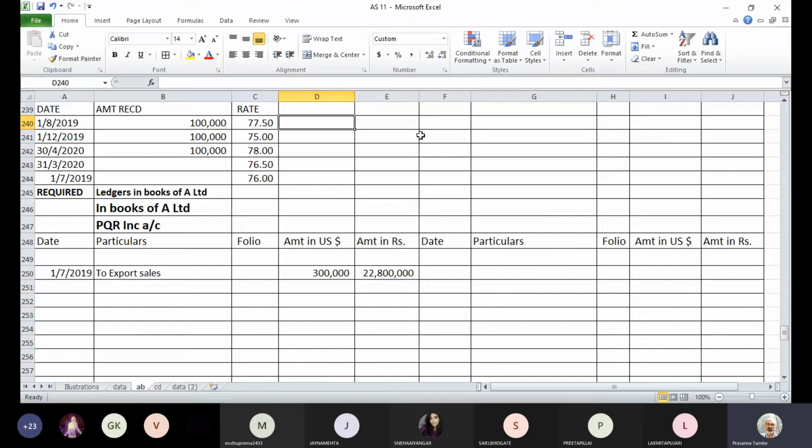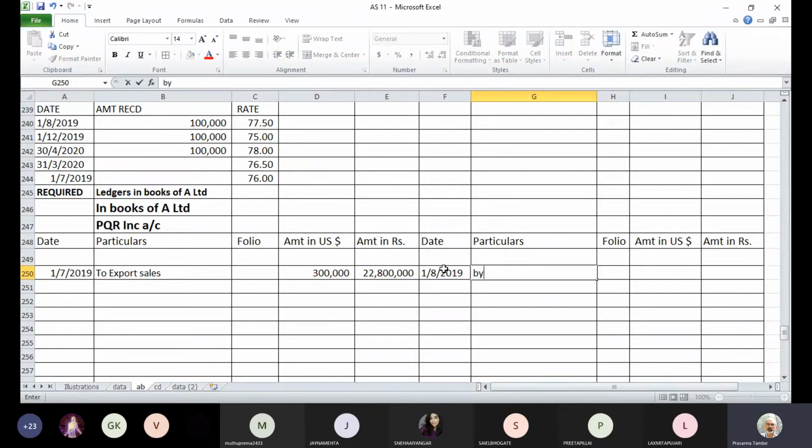Now when we record the gain, the entry will be bank account debit to PQR Incorporated account, to fluctuation account. Bank account will be debited for the aggregate of remittance, that is $1 lakh at 77.5. PQR account will be credited for $1 lakh at the original rate of booking, that is 76, and $1 lakh into 1.5, the actual gain, will be credited to FX fluctuation account. This is how we are going to pass the entry. So 1st August 19, let's pass the entry.